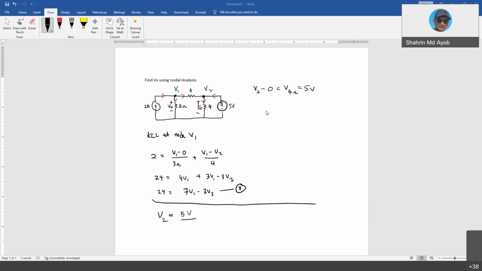Doctor, it should also be with the ground as the reference point, right? Yes, yes, voltage ground here. Thank you very much. So this one is 0. Okay.